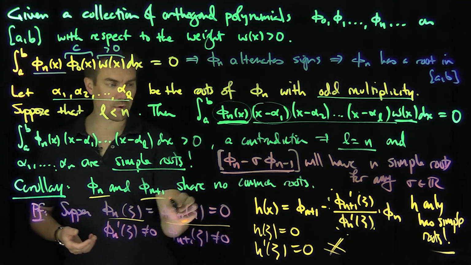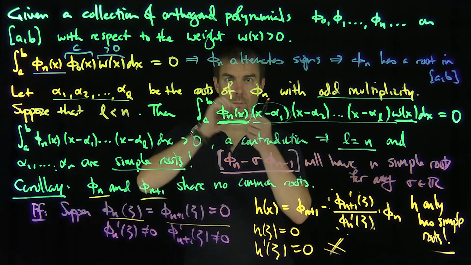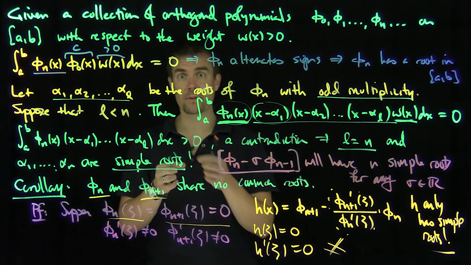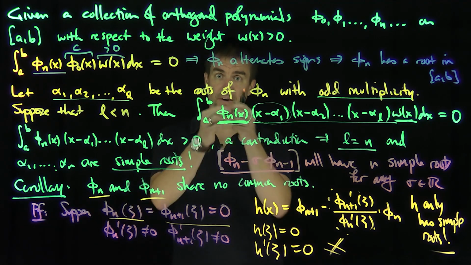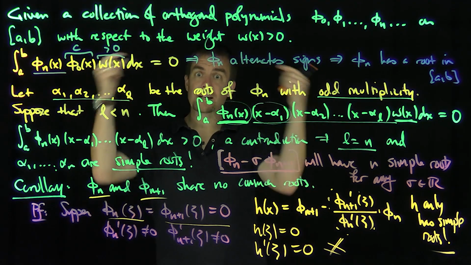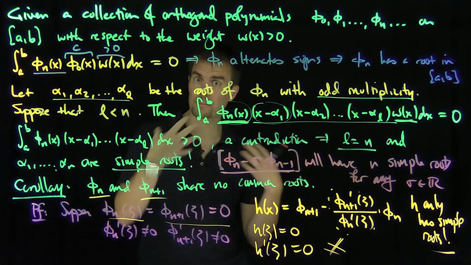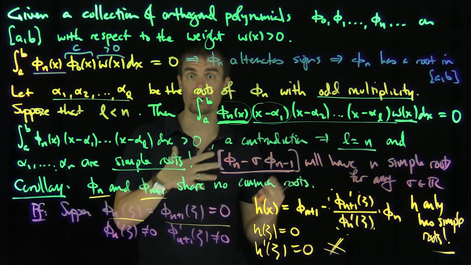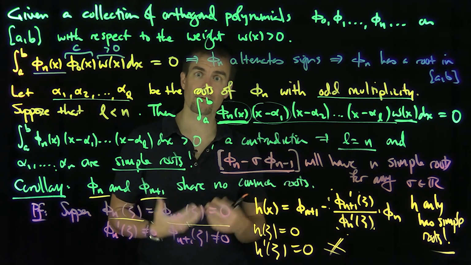In other words, the roots of orthogonal polynomials, from one level to the next, cannot coincide. They have to be different. In a further video, we're going to actually show that the roots interlace, right? So if I plot out the roots of phi n plus 1, then the roots of phi n have to be in between the roots of phi n plus 1, similar to the behavior of the roots of a function and the roots of its derivative. So we'll prove that interlacing theorem in a further video.